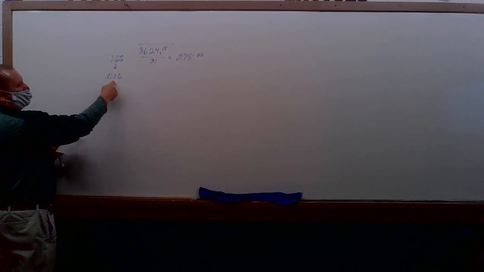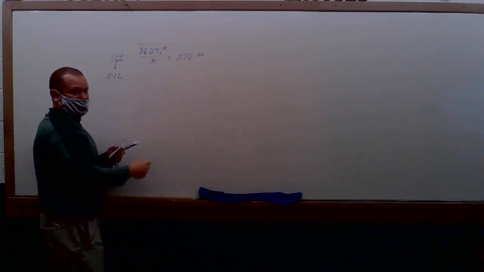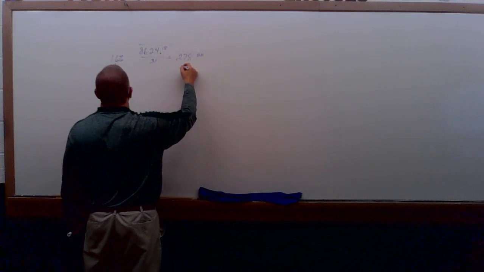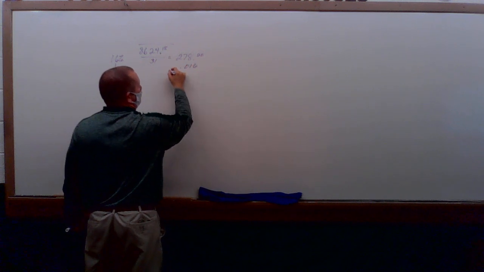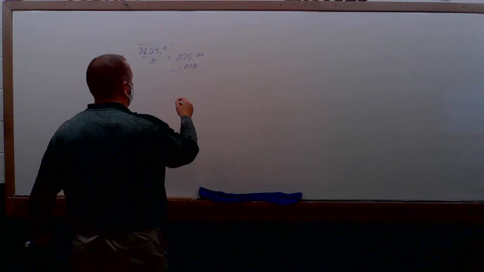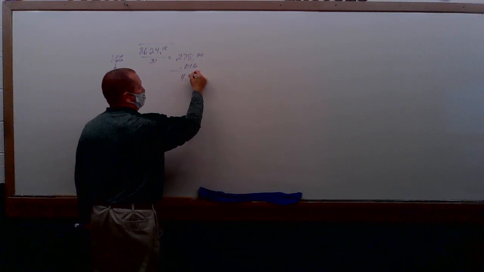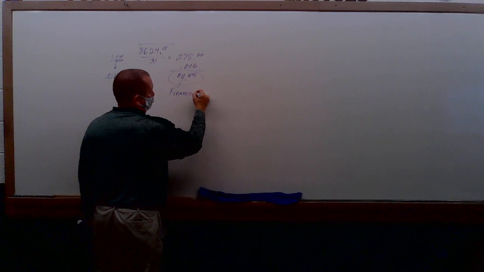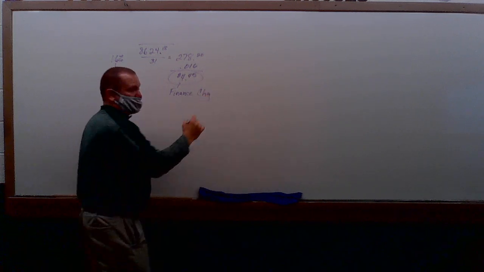So take this 0.016 times my 278.20, and this is going to give me my what? I don't even know what we're looking for. Say it again? Exactly right. This is going to get me my finance charge. So I'm going to multiply those things together, and if you do the math, you should get $4.45. Okay? And as Chloe just said, this right here is my finance charge. That's how much I'm charged for interest for that cycle.